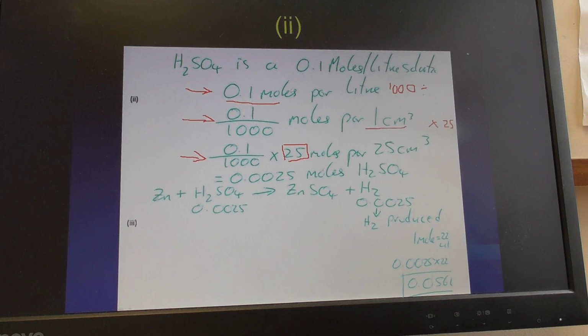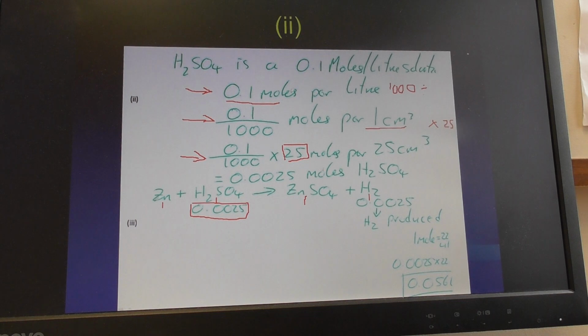Simple as that. And then 0.0025 moles of H2SO4, that's what we have when you multiply 0.1 divided by 1,000 multiplied by 25. Then we go to the balanced equation, which essentially states that one of these reacts with one of these to give us one of these and one of these. Therefore, if I have that amount of H2SO4, one of those makes one of those.